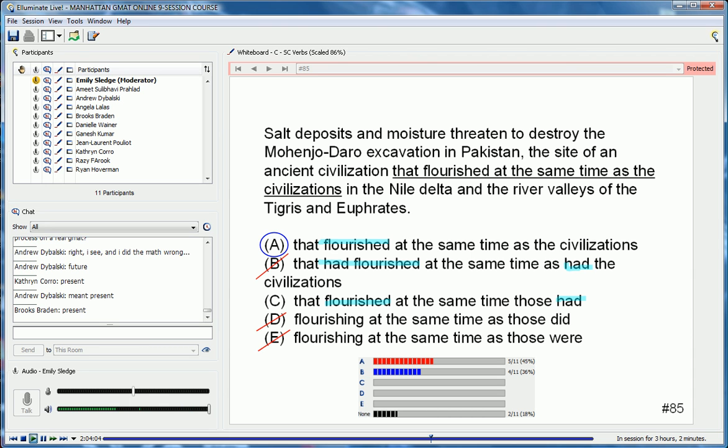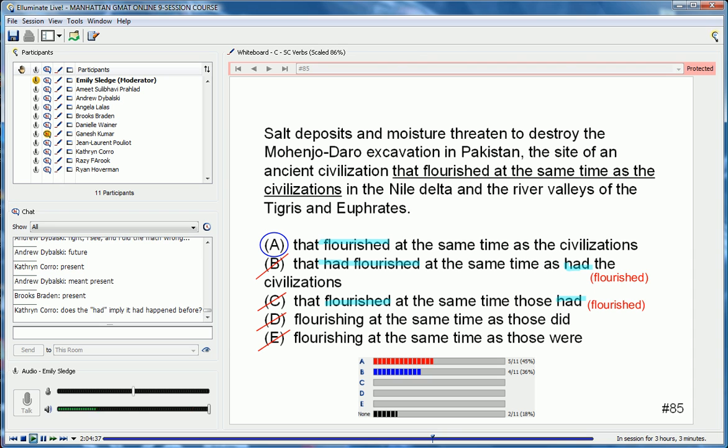And I wanted just to note kind of a neat little thing. When you have something like had flourished and a comparison term like this, at the same time as, and then you later say had, it's like the flourished is implied again. In other words, at the same time others had flourished. And incidentally, that's the reason that C is wrong, because there is a had flourished in there as well. We don't necessarily see why we need the had, so let's get rid of it.